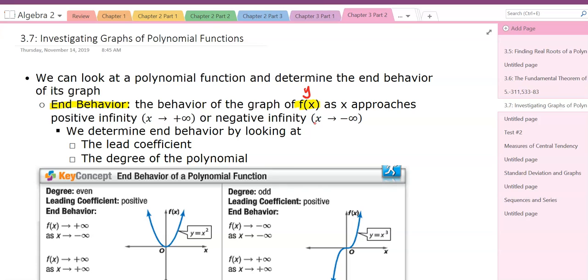So we look at two things here. We look at the lead coefficient. So that's the number that's in front of that term with the biggest exponent. And then we look at the degree of the polynomial. So the degree would be that exponent, and we're mainly checking, is it even? Is it an even number? Is it a 2, a 4, a 6, an 8? Or is it an odd number? So is it just x, because I would have a 1, or 3, or 5?